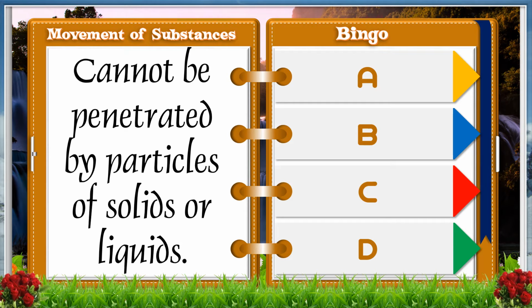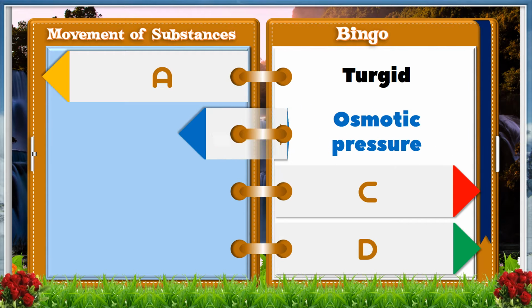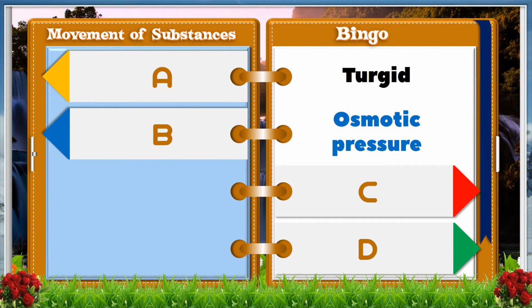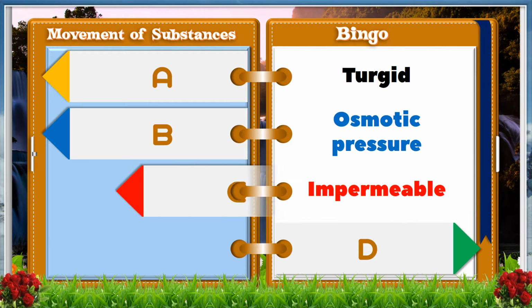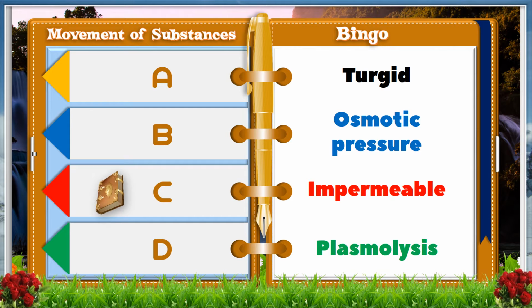Cannot be penetrated by particles of solids or liquids. A. Turgid. B. Osmotic pressure. C. Impermeable. D. Plasmolysis. And the answer is C. Impermeable.